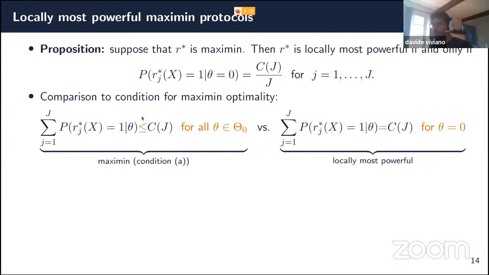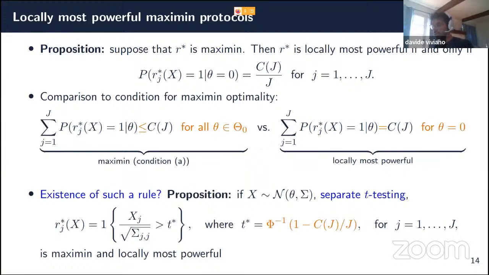So what this condition implies is the following. Before, the characterization of the max-min rule stated that what we need to ensure is that the sum of these probabilities is less than or equal to the cost of running the experiment. Now we are locally most powerful if the sum of these probabilities is actually equal to the cost of running the experiment. That is, if we use all the budget that we have when running the experiment. Now, there is a problem here, and the problem is that it's not clear whether there exists a rule which is both max-min and satisfies this condition with equality.